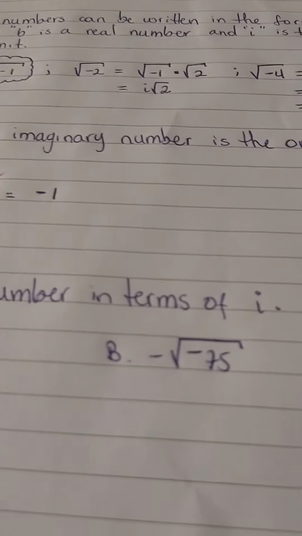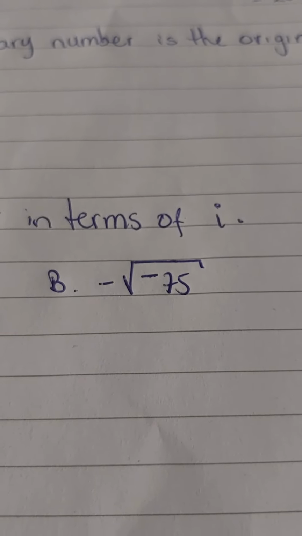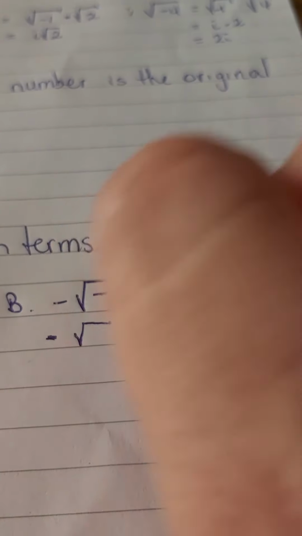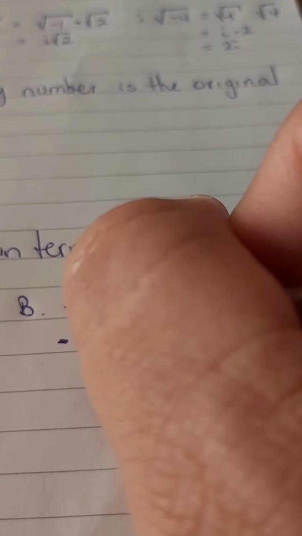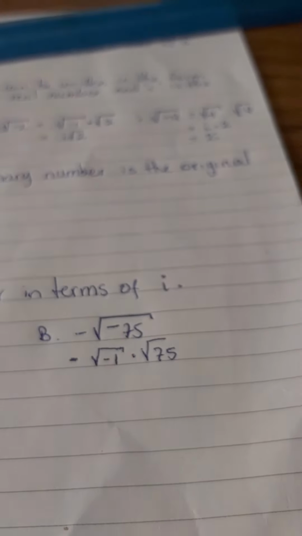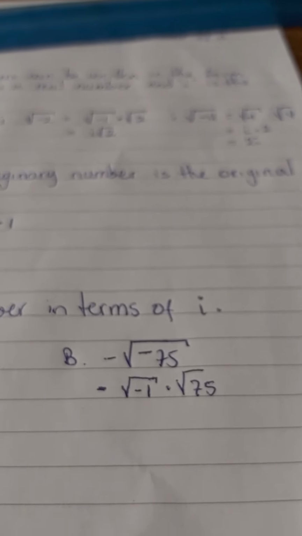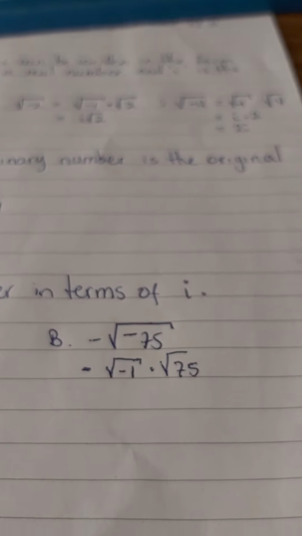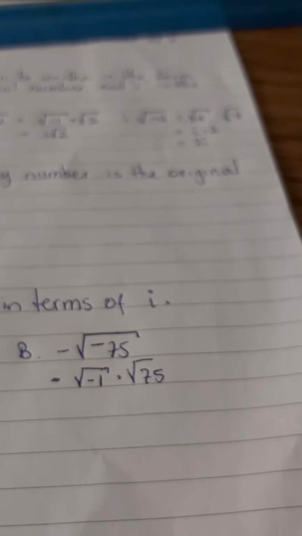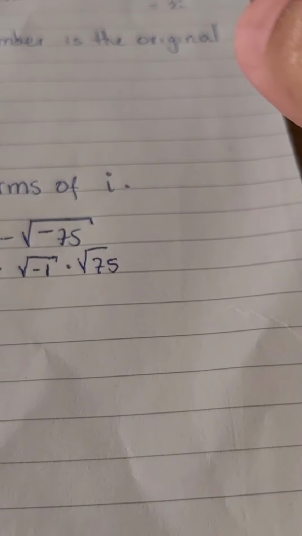Now, part B, we have negative square root of -75. So we can rewrite this as negative square root of -1 times square root of 75. Okay? Now, does square root of 75 have a perfect square root? No, it doesn't. So let's simplify by finding the prime factorization of 75.